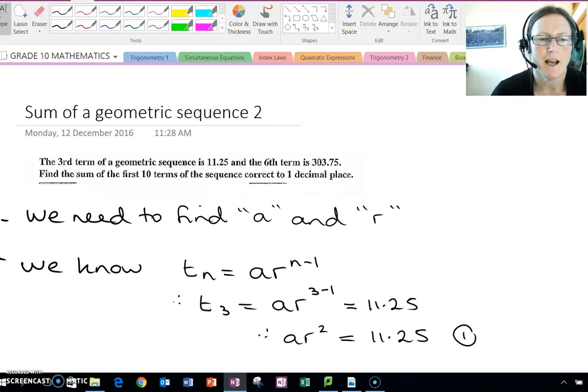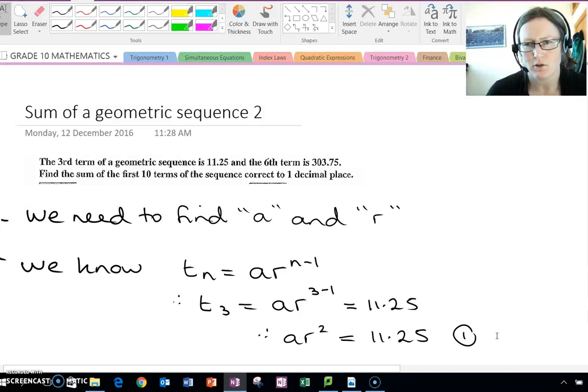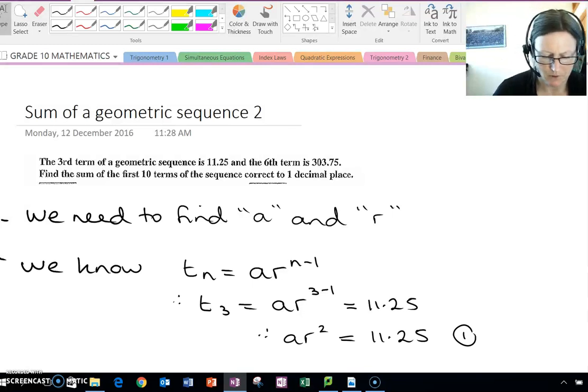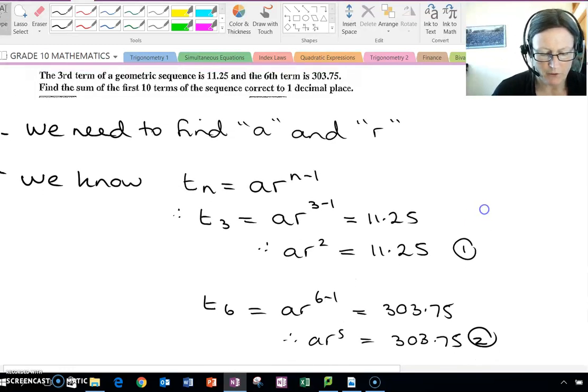Okay, a slightly harder problem for the sum of a geometric sequence. We are told the third term is 11.25 and the sixth term is 303.75, and it wants to know the sum of the first 10 terms. We need to work out what A and R are. I've written down what we know.